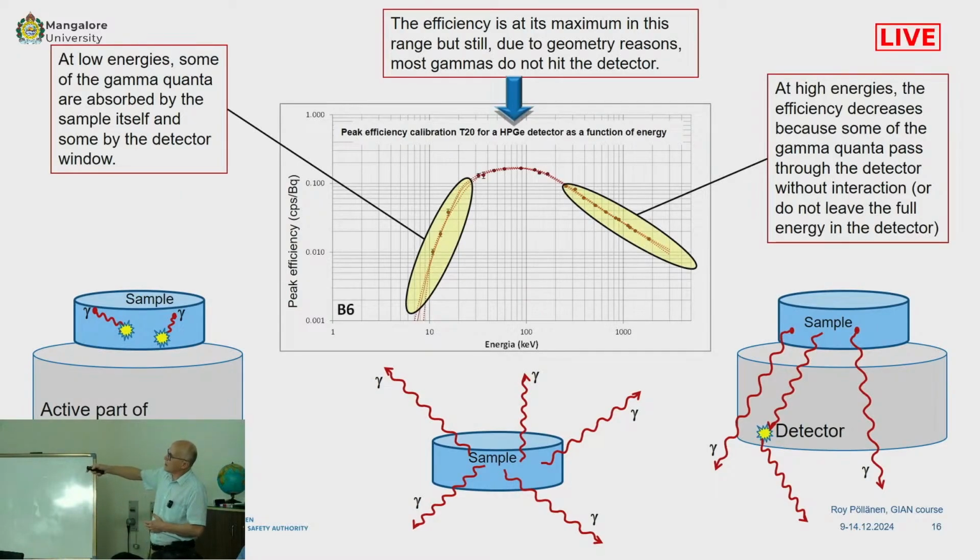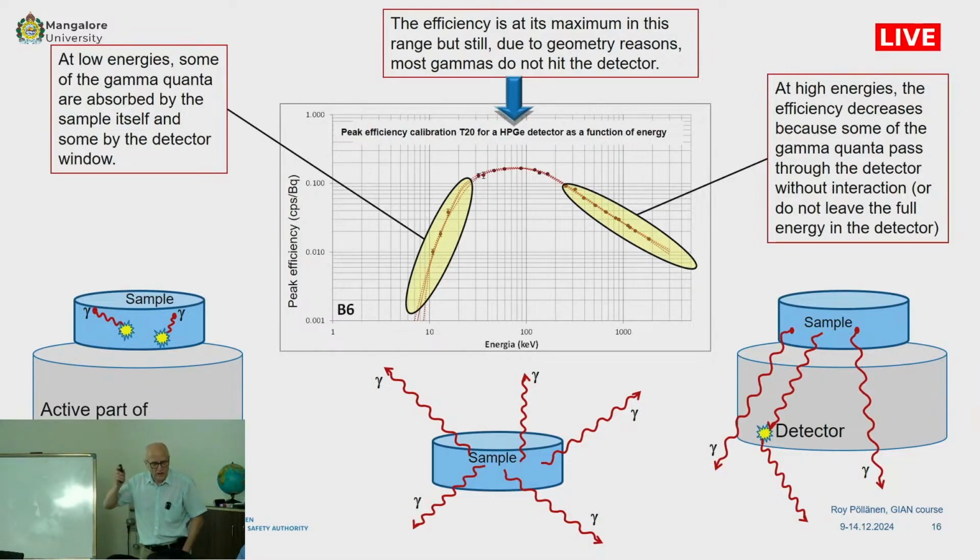All right, why is the shape like this? Let's look at the first area here. What happens in your sample? Nuclides decay, most of the gammas go out. The detector is assumed to be located here. So this can be called the geometric detection efficiency. Most of the gammas don't reach the detector.